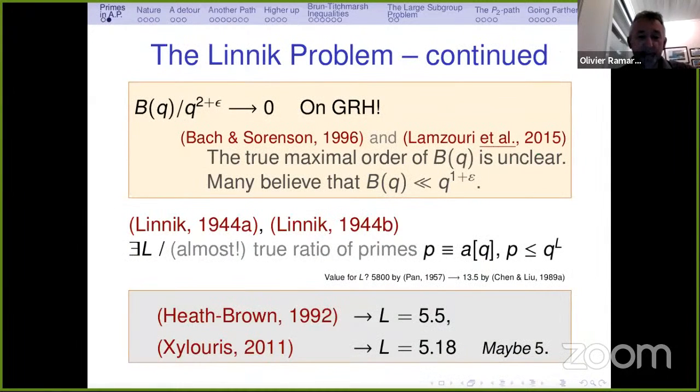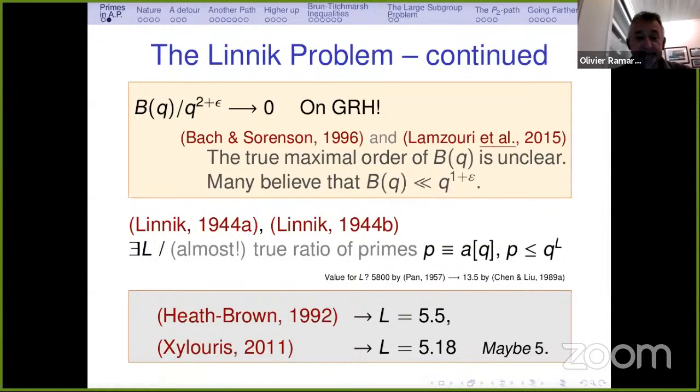So what can we tell about B of Q under GRH, the generalized Riemann hypothesis? We can show that B of Q is less than Q to the 2 plus epsilon. It can even be made rather explicit, and there's some work of Bach and Sorenson in 96, and some recent work of Lamzouri, Li, and Soundararajan that qualifies this Q to the epsilon. You want to get something even better, and so we know that B of Q is between Q to the 1 plus epsilon and Q squared plus epsilon.